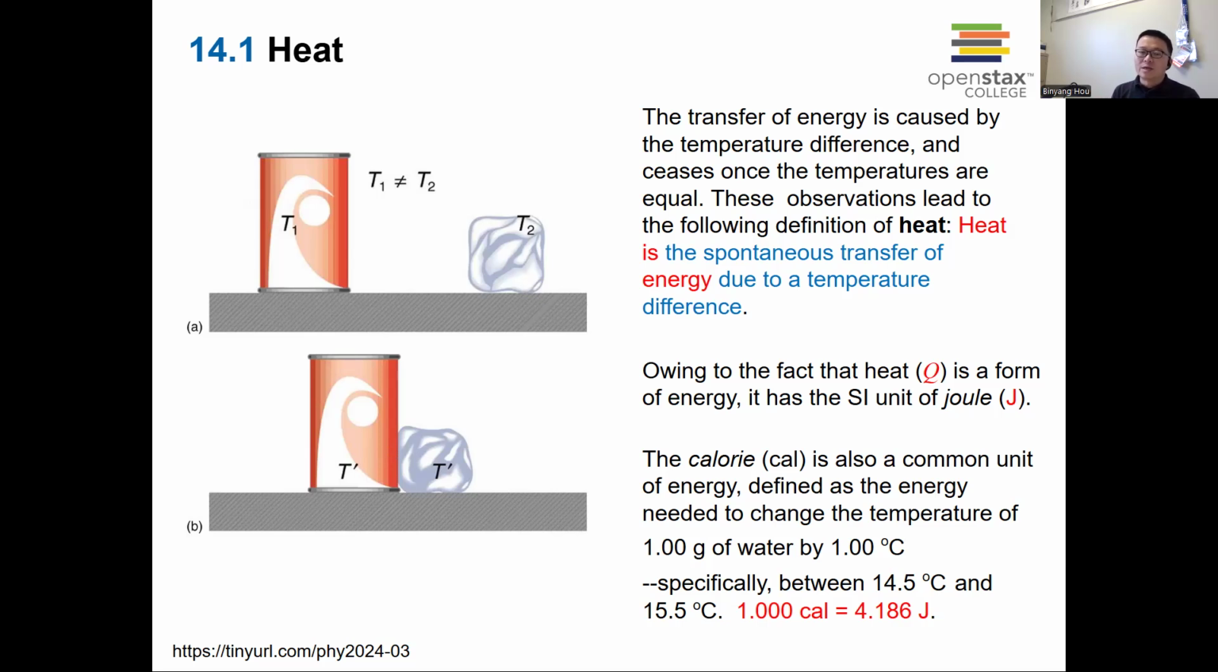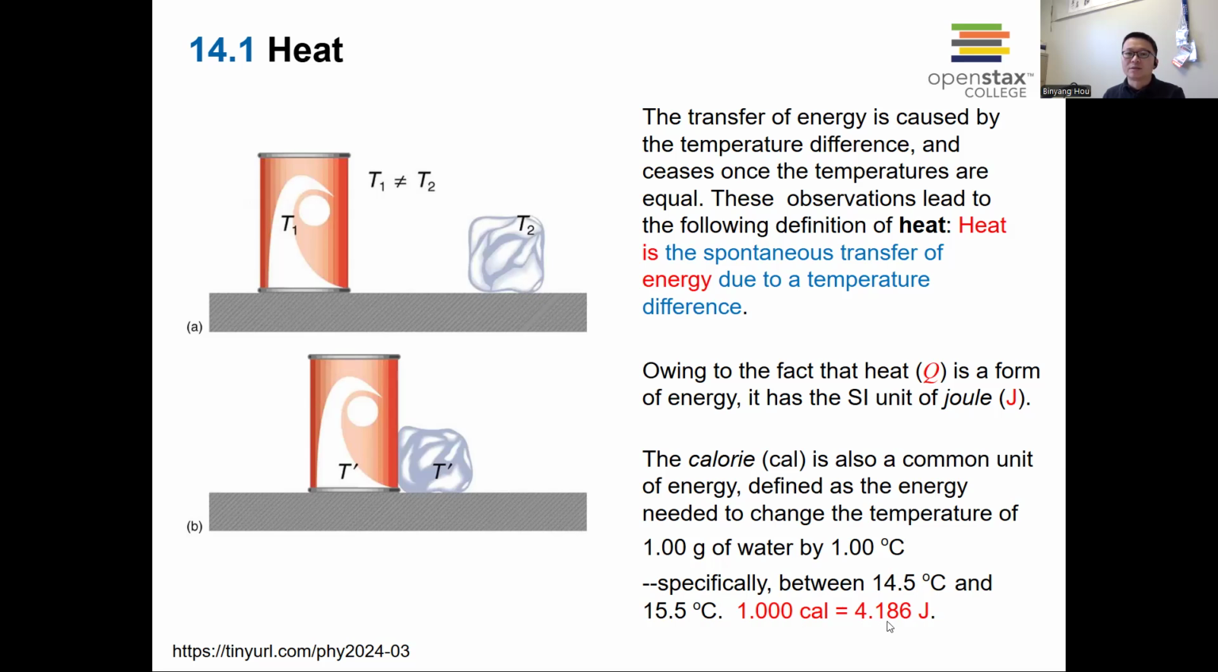There's also a unit called calories. You guys hear it often, but it's not the SI unit. The SI unit for heat is joules. Between joules and calories, 1 calorie is about 4.186 joules. Specifically, a calorie is defined as 1 gram of water at 14.5 degrees increased by 1 degree to 15.5 degrees. Okay, and the conversion between calories and joules is that.